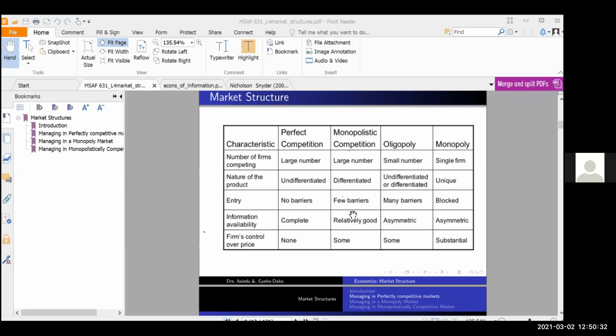If you go to EPA, you have to go to fire service. There are a lot of them, the local assembly, the district assembly, all that. So there are barriers, relatively good information, and some control. And they are all charging different prices for their rooms. So more monopolistic. It's not a perfect competitive market because they are differentiated. They are not undifferentiated. It's not like there's no barrier. There are some barriers, and there's no complete information.